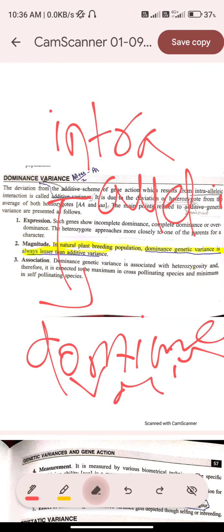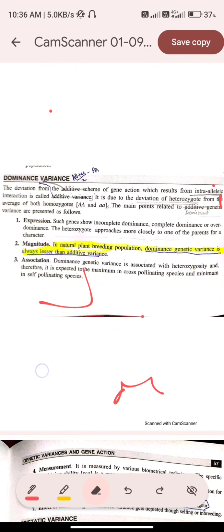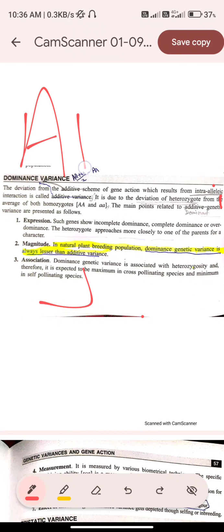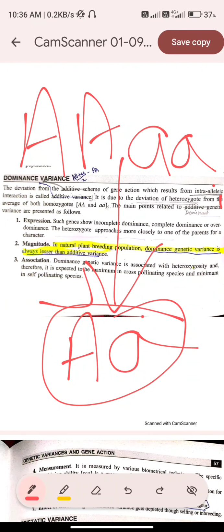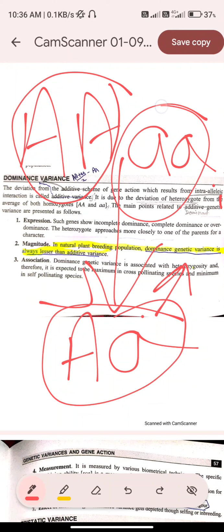The result of this dominance variance is due to the deviation of heterozygote from the average of both homozygotes. Suppose you are having two homozygotes, that is capital A and small a, and if you are having heterozygote, that is capital A small a, the deviation of the effect, meaning the difference in the effect of capital A small a as compared to the effect of both the homozygotes, that is called dominance variance.